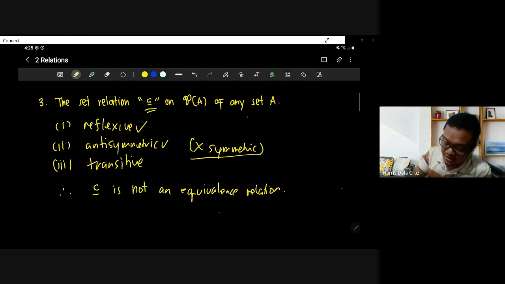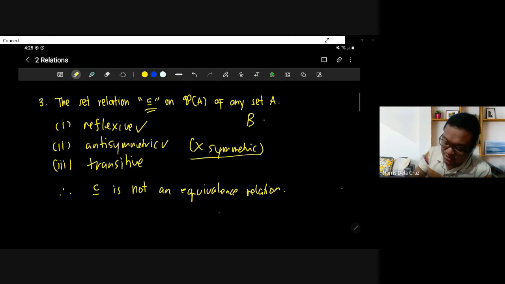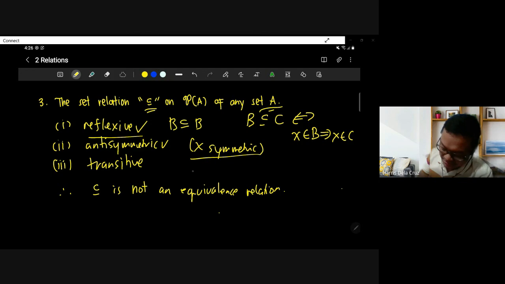What is the definition of subset again? Suppose you have two subsets of A, B and C. B is a subset of C if and only if, by definition, every element of B is also an element of C. So if you want to show that it is reflexive, you should show that B is a subset of itself. We should not use A because that is the given set. If you want to show that it is antisymmetric, B subset of C and C subset of B will imply, and this is only true if, C is equal to B.